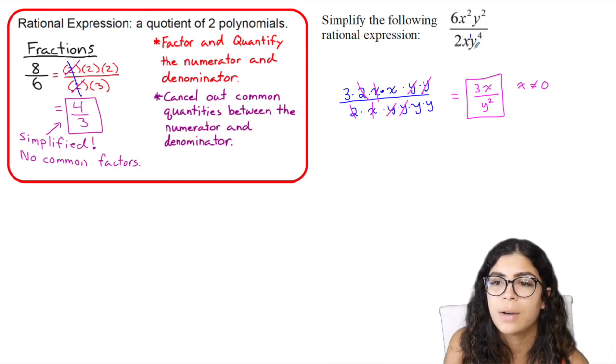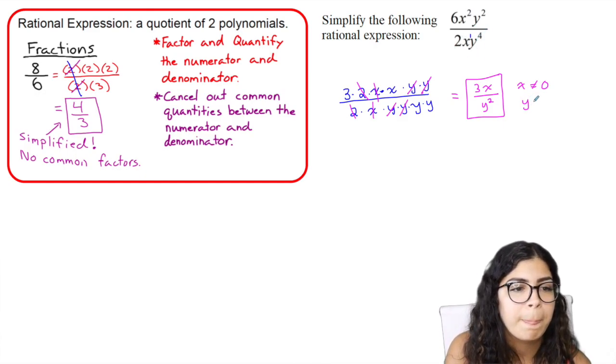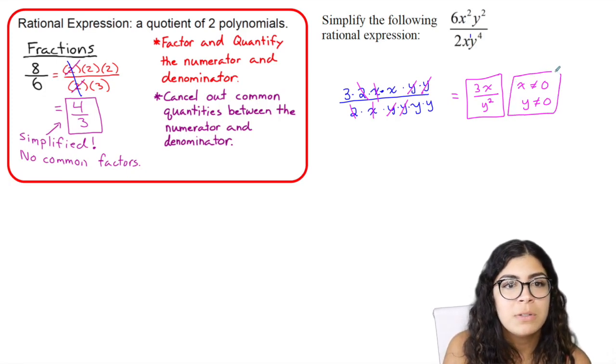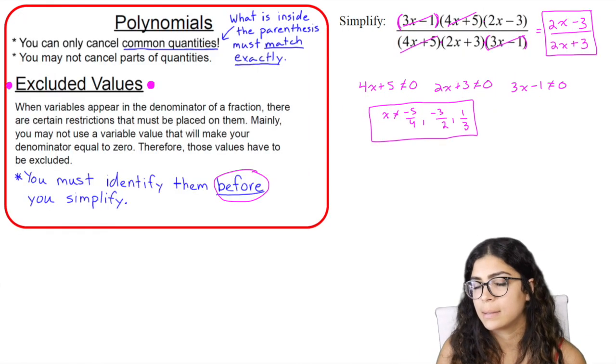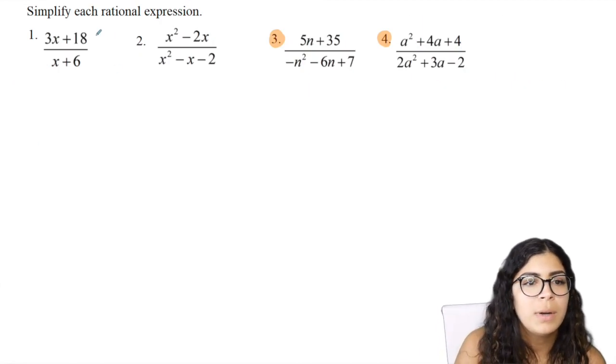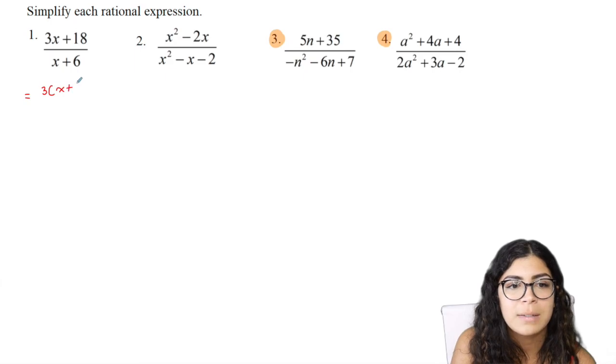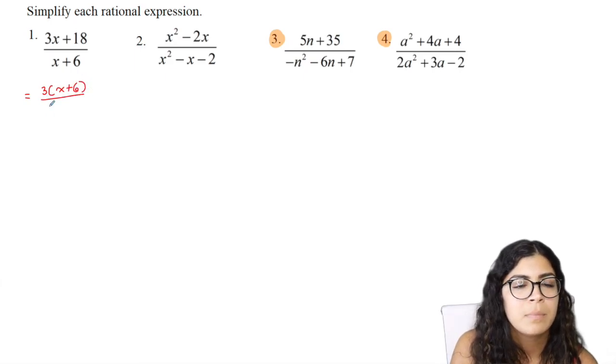So that is a part of the answer. All right, so let's just do some practice here. Now these are not already factored, so we will have to factor it and then we can cancel out common factors. So let's go ahead and factor the numerator. Here, this would be 3 times x plus 6 over x plus 6. So the entire quantity in the denominator is that x plus 6, right?